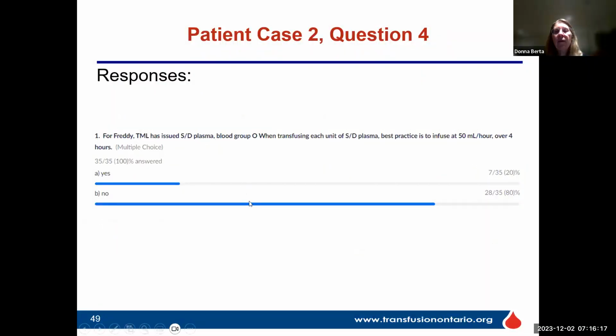And most people have said, no, that's not really best practice. It certainly could be done. 50 mils an hour, 200 mils over 4 hours, that would work. You could do it. It's just, if you're transfusing 4 units, you're looking at a minimum of 16 hours to transfuse that plasma. So that's probably not what you want to do and not in the patient's best interest. So this would not be what you would want to do.